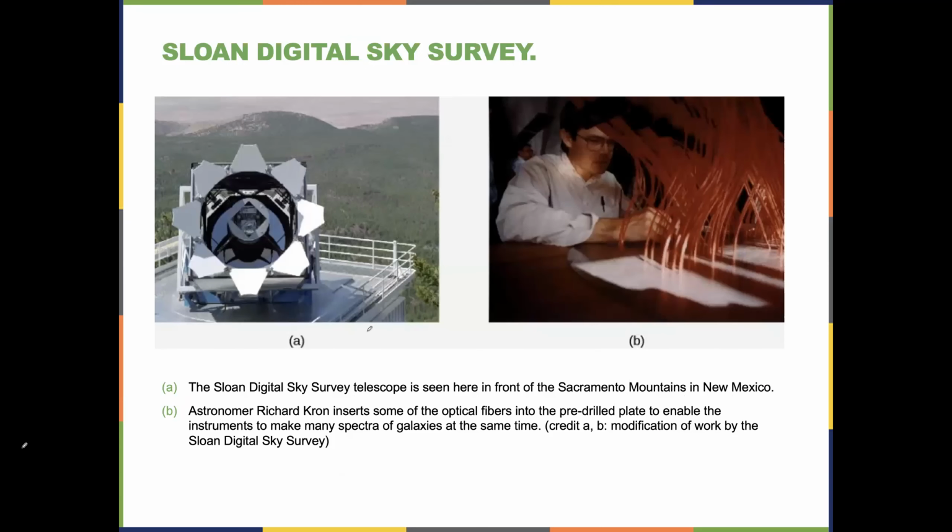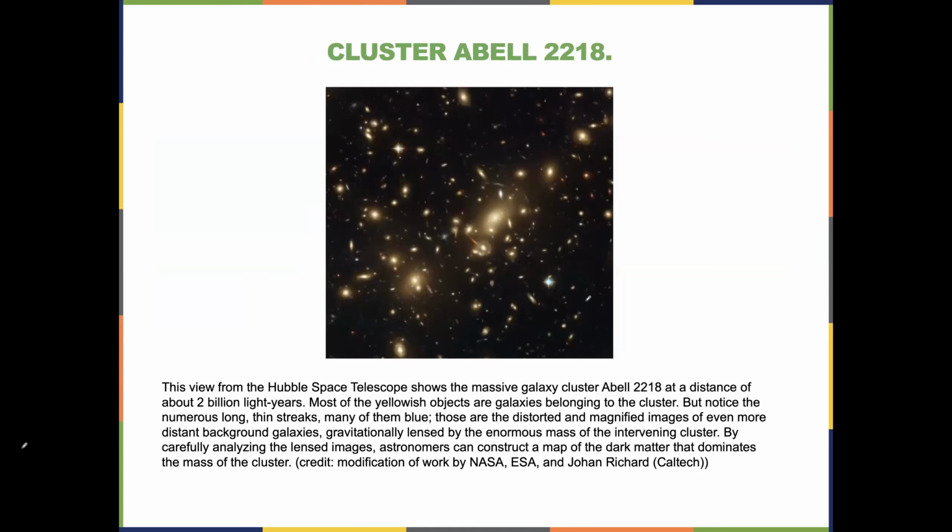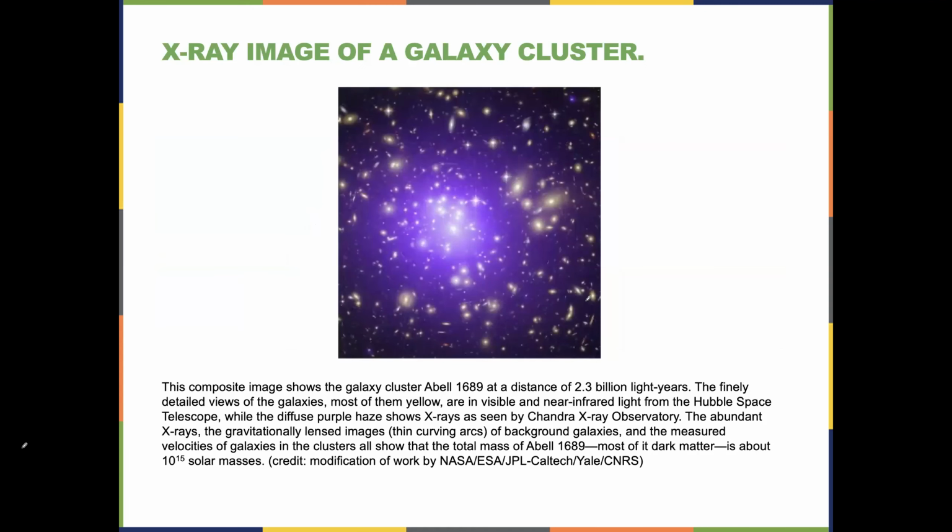Right, and here, just for your information, is the Sloan Digital Sky Survey Telescope. And here is one of the famous astronomers, I guess, Richard Kron. He is changing some of the optical fibers there to change the instrument spectra and those kinds of things. What I want to show you is how the technology has developed and how these people are working hard to get these things done.